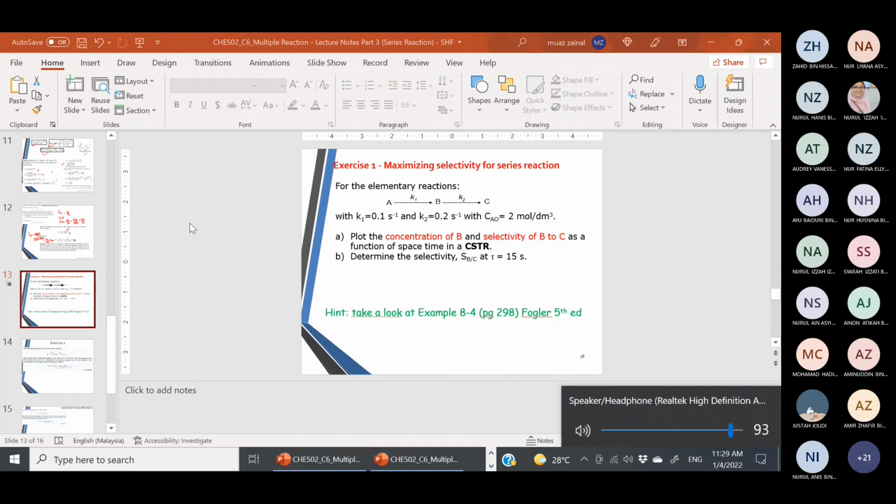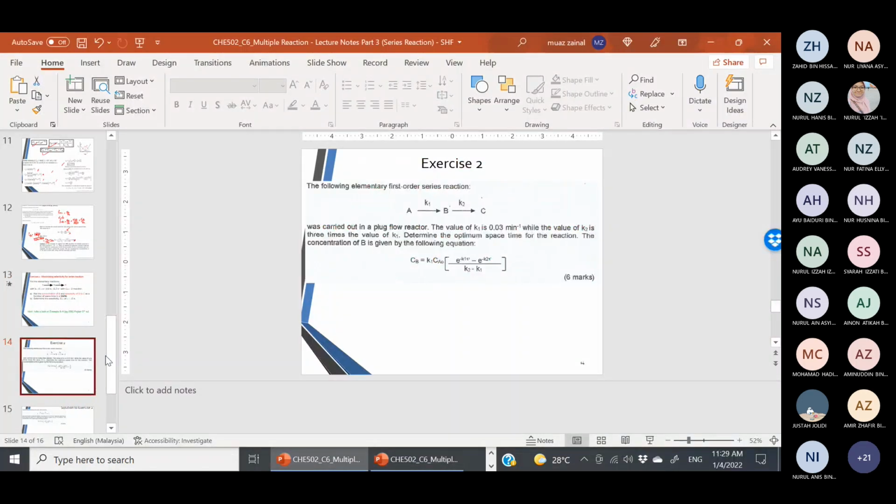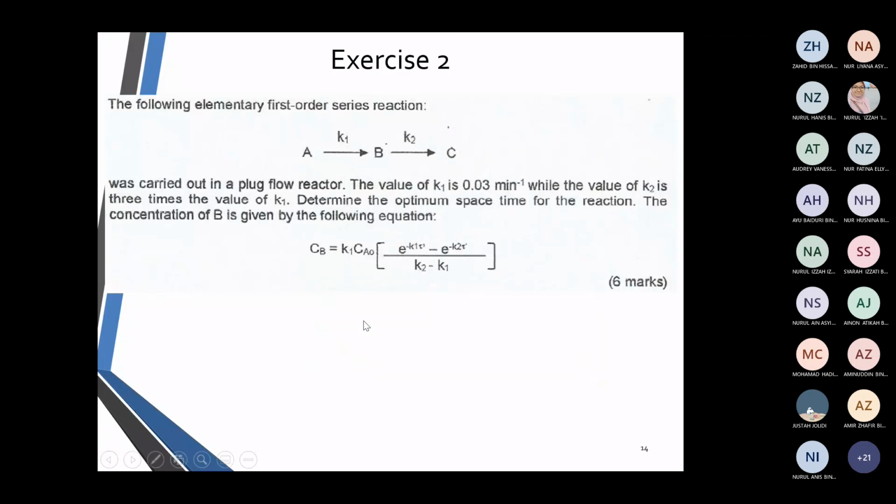Okay. Alright, so exercise 1 tu, okay, saya akan bincang exercise tu, tapi you kena try lah buat yang soalan ni, okay? I akan bagi jawapan lah. Okay, so sekarang ni A to B, this is elementary first order series reaction, A to B, B to C. Okay, so we have K1 and K2. Okay, so this is carried in a plug flow reactor. Okay, so this is PFR.